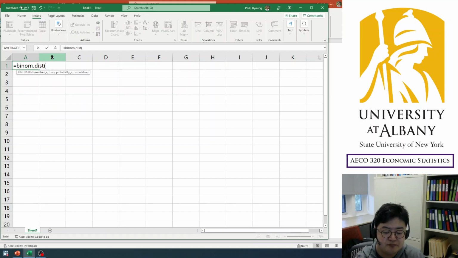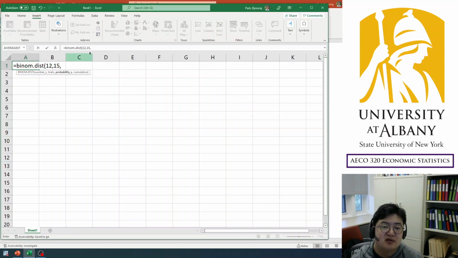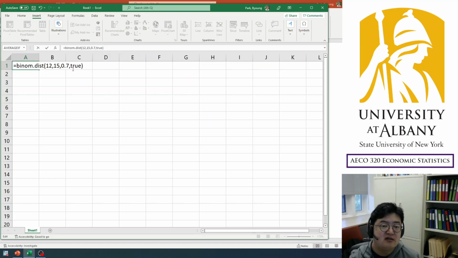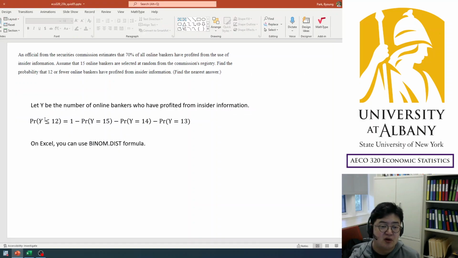I will show you how to do this. Let me check again: the 15 and 70%, those parameters, don't forget. I set the cumulative option as true again because it is an inequality. Then the answer is 87.317%. Again, this is in the form of a cumulative probability. So you can use the BINOM.DIST formula with the last option as true.